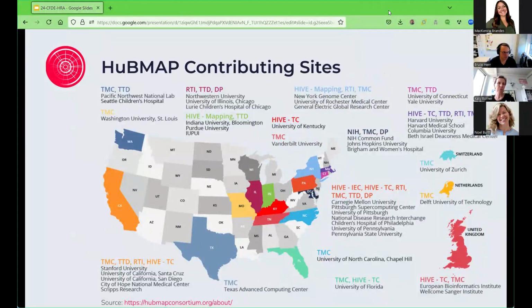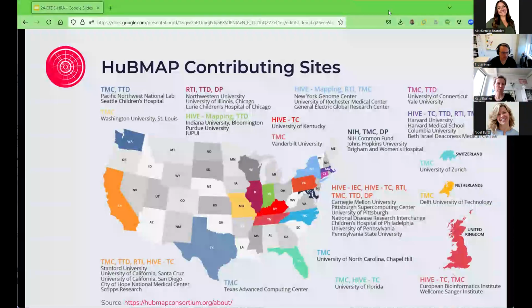In HuBMAP, we have tissue mapping centers, TMCs. We have technology development centers and others. And then we have the Hive, which is the technical core. And again, Bruce and myself, we are part of the mapping centers. There are also tools components. And there is the Pittsburgh Supercomputing Center, which is doing the community engagement and providing cloud infrastructures and plug-and-play architectures that ultimately help us get all these software pieces to interoperate with each other.